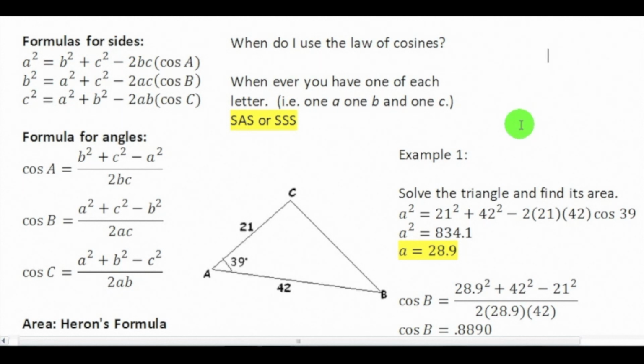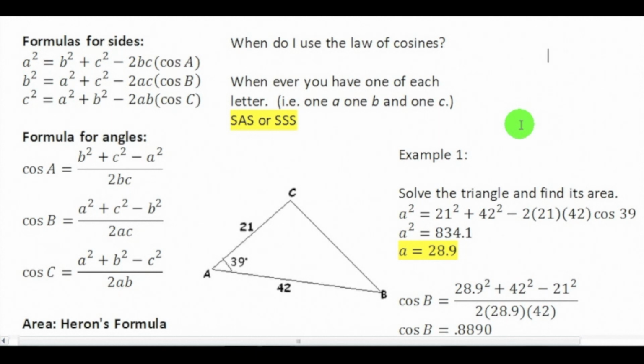Remember, if you compare this back to the law of sines, we had to have a matching set. I needed an angle A and a side length A, or an angle B and a side length B, or the same thing for C. And that translated into several things like angle, angle, side. It translated into the side, side, angle. That was when we had the ambiguous case. Really, the only thing that you have to remember is if I got a matching set, it's law of sines. If I have one of each letter, that's law of cosines.